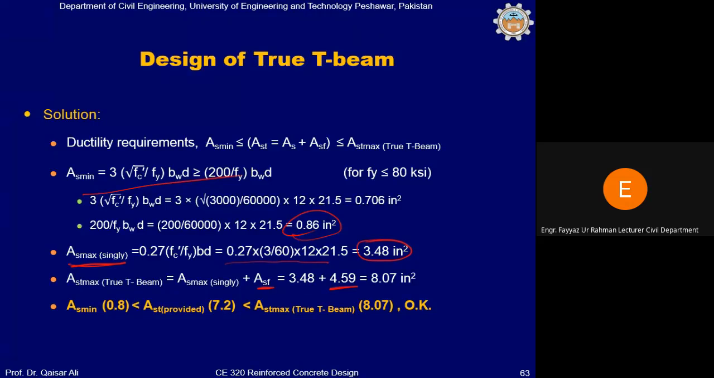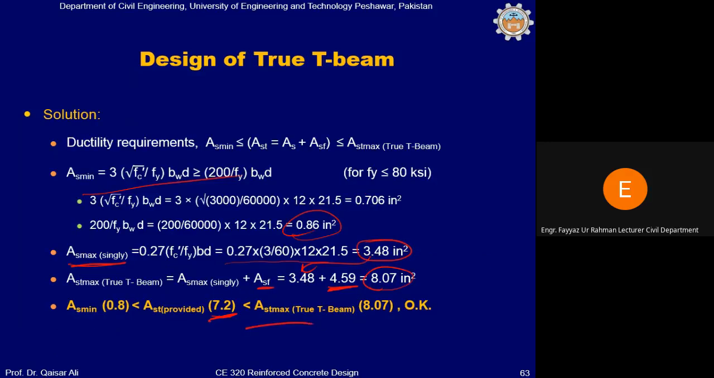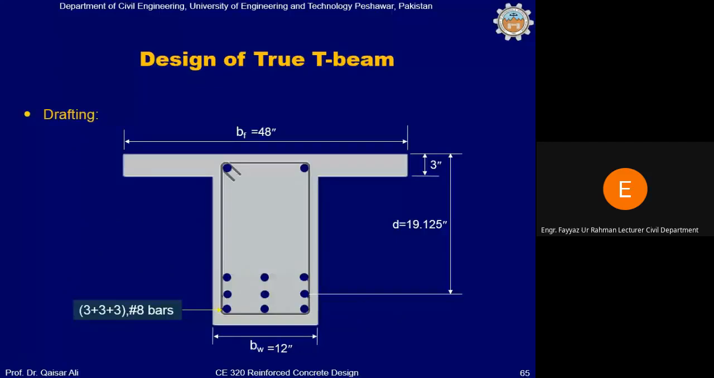This is clear, right? So 3.48 is the maximum reinforcement corresponding to a singly reinforced rectangular section, plus 4.59, which is Asf. It is coming 8.07 inch square. And the provided reinforcement here, which you just calculated, is 7.2 inch square. So the provided reinforcement is less than maximum and greater than minimum. So the design, the provided section, is sufficient. Clear?